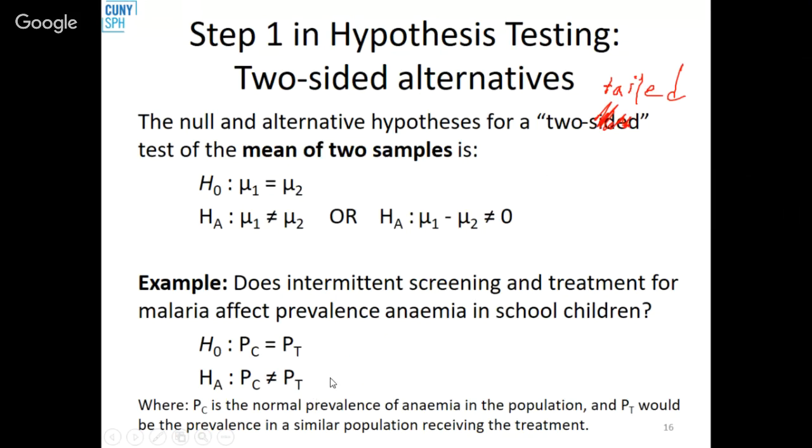And you'll notice here that even though we would presume that screening and treatment for malaria should decrease the prevalence of anemia in school children, we still just use not equal. We're not using just less than here. This is the sort of standard hypothesis test, just an equality and an inequality.